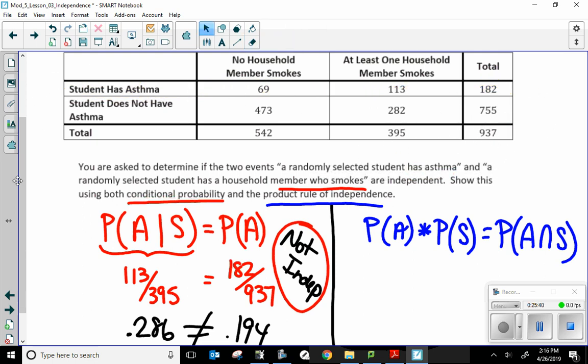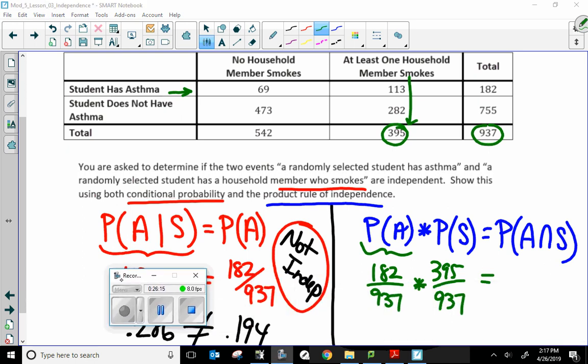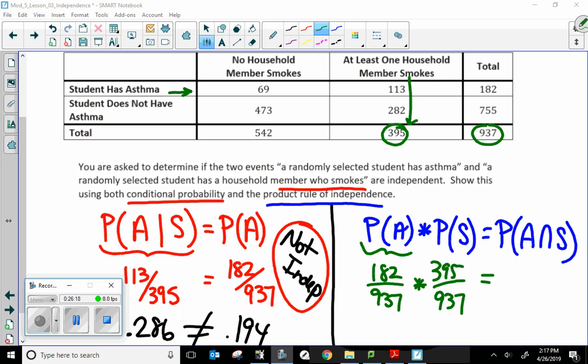Here we go. The probability that someone has asthma. Where are the asthma people? Right here. That is 182 out of 937. We just did that. I'm going to multiply that by the probability that someone lives with a household member who smokes. 395 people out of the 937. 395 out of the 937 equals the probability that they have asthma and they smoke.